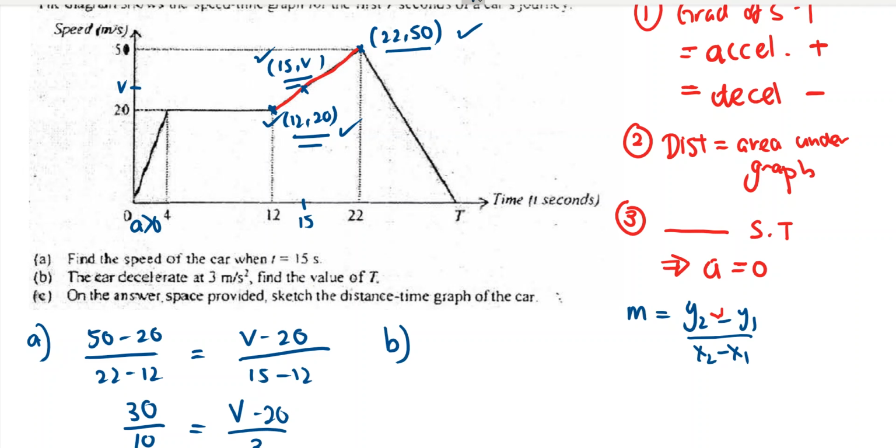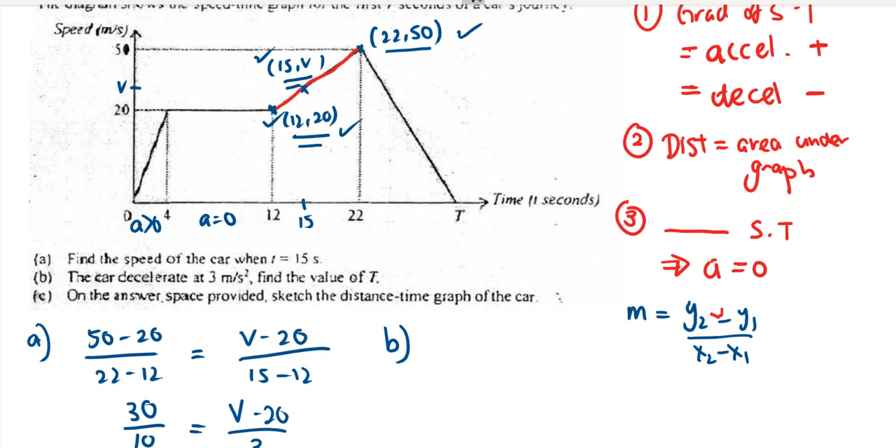From 4th second to 12th second, the speed is constant. Constant speed equals to 0 acceleration. Always remember, constant speed equals to 0 acceleration. Next, from second 12 to second 20, again, speed is going up, means it is accelerating.